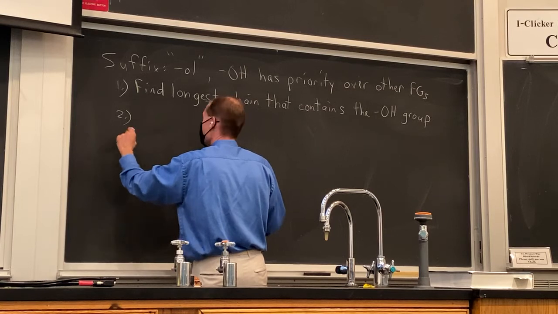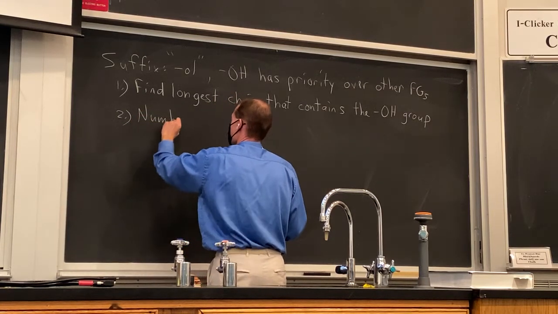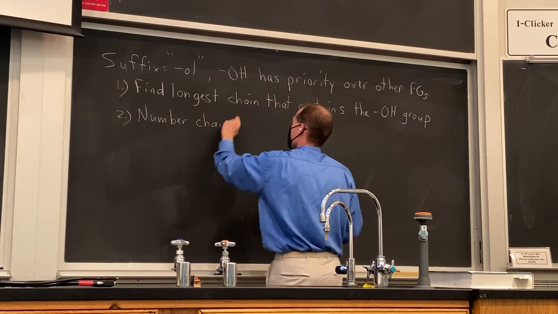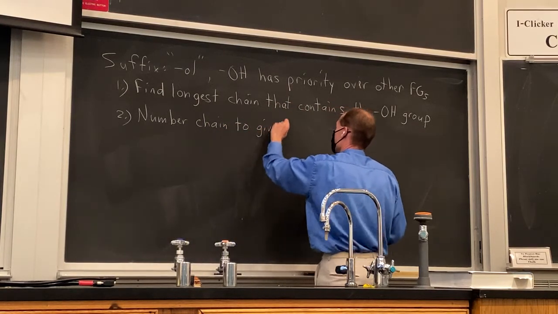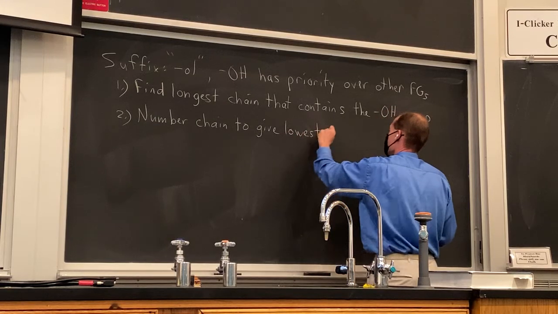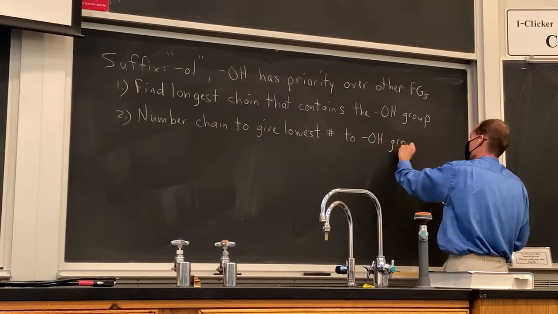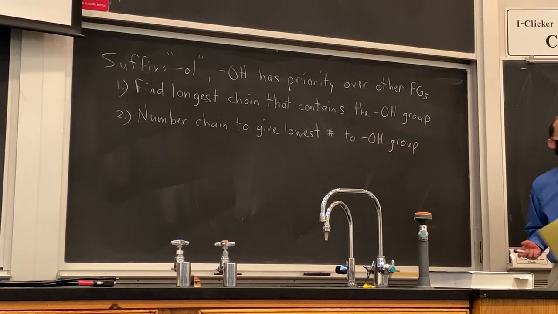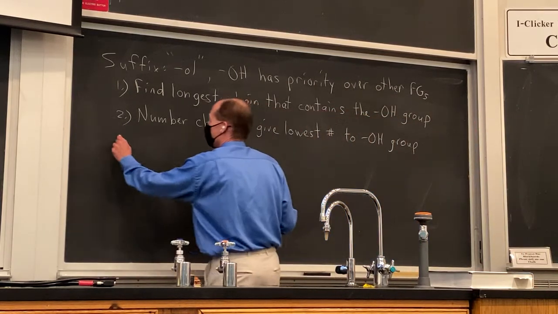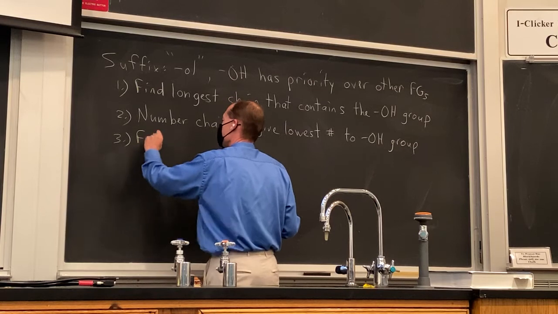So once we've done that, we need to number the chain to give the lowest number to the OH group. So the carbon that the OH group is coming off of needs to have the lowest number. So this is different from the first point of difference rule that we used previously for numbering the chains of alkanes or alkyl halides. And once we've done these two things, then everything else is going to be the same.